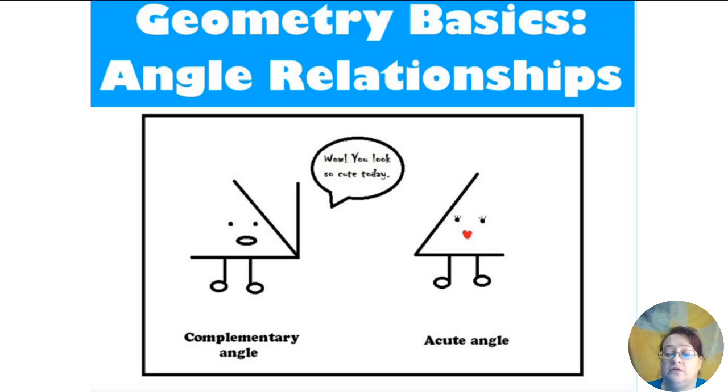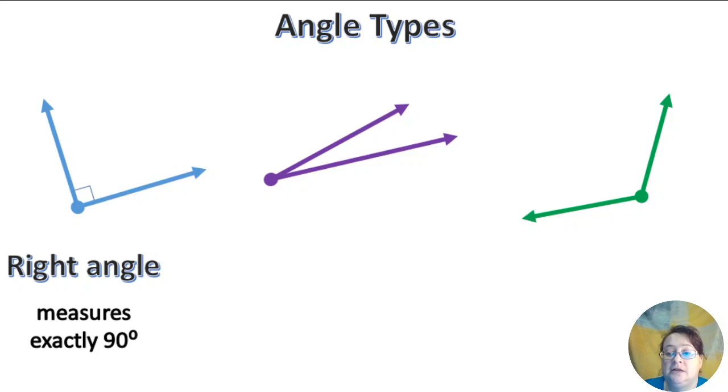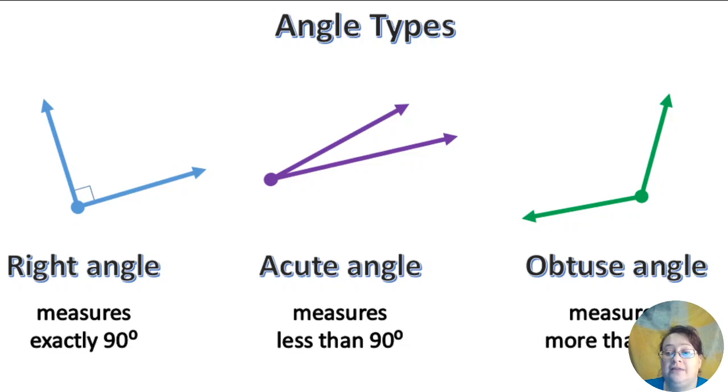Before we talk about those angle relationships, though, let's review the types of angles that we discussed last week. The first type of angle we talked about is a right angle, and a right angle measures exactly 90 degrees. We also talked about, in symbols and labeling, that a right angle may have a box in the angle, which lets us know it's exactly 90 degrees. The second type of angle that we talked about is an acute angle, and an acute angle measures less than 90 degrees. And finally, we talked about an obtuse angle, which measures more than 90 degrees.